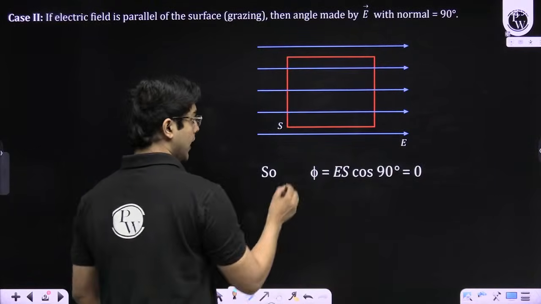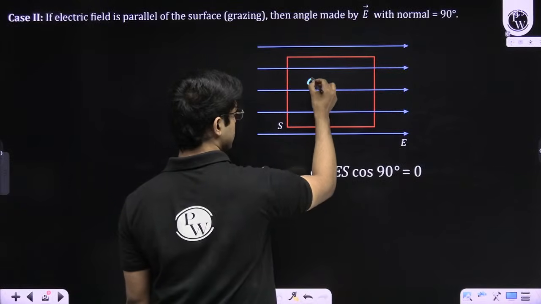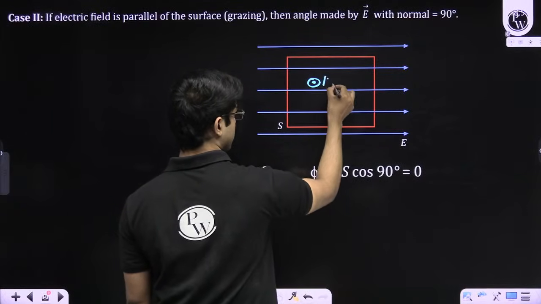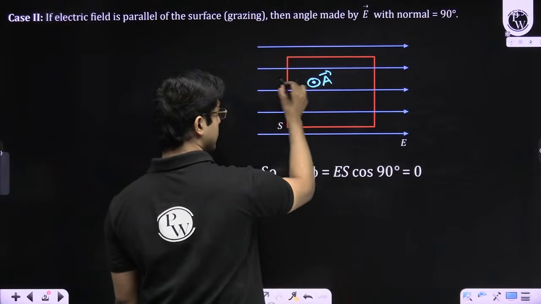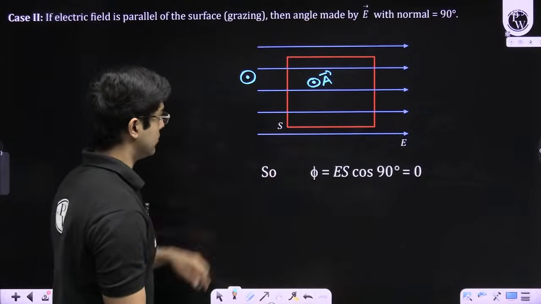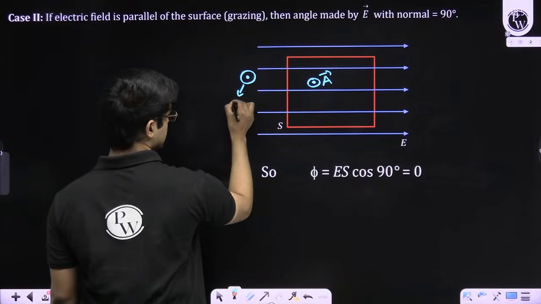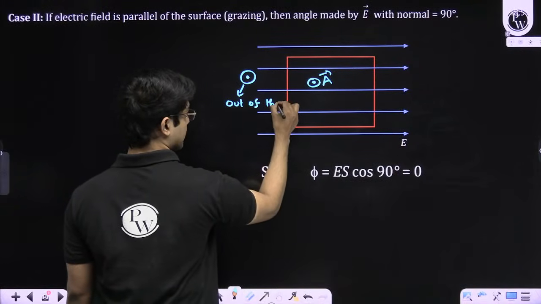Okay. So the area vector of S is perpendicular to the page. I am just saying the area vector is out of the page. Out of the page, we represent it as a circle with a dot at the center. This symbol implies out of the page.